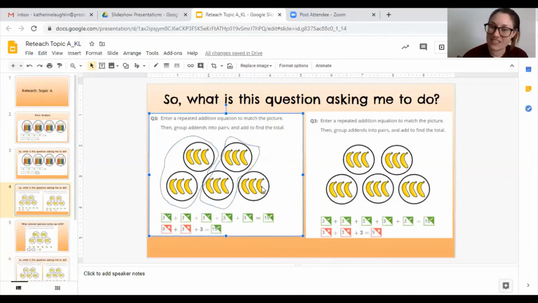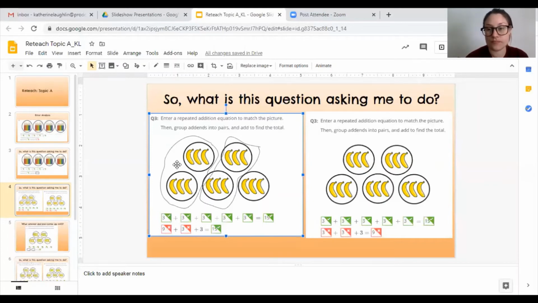Can I put this group of bananas into a group of 2, into a pair? Yes or no? You're right. I cannot, because there's not another group to make a pair. Remember, a pair is when you have 2 of the same thing. It's like a double. So here I have a group of 2 and I have another group of 2. How many bananas are in this group?